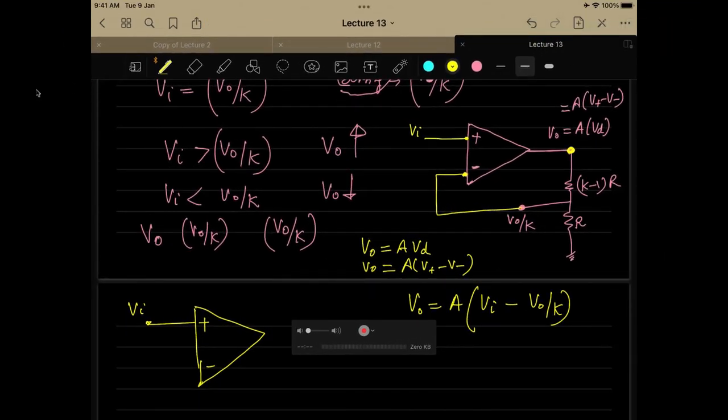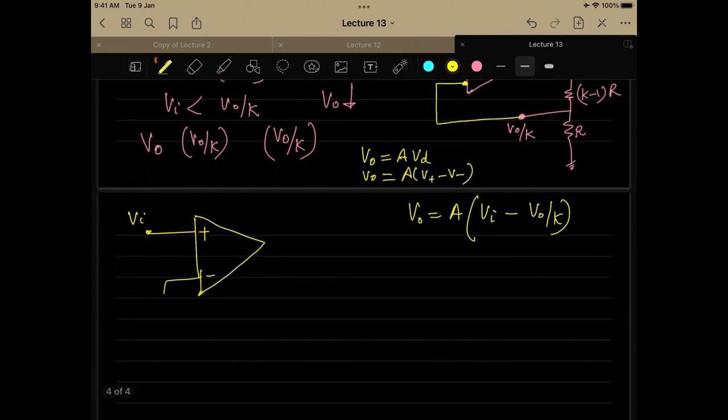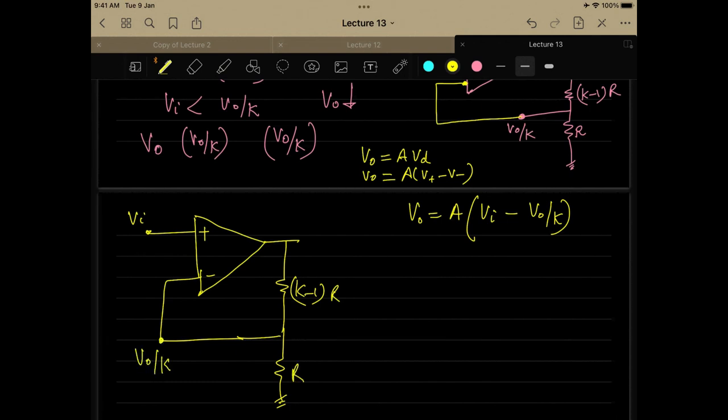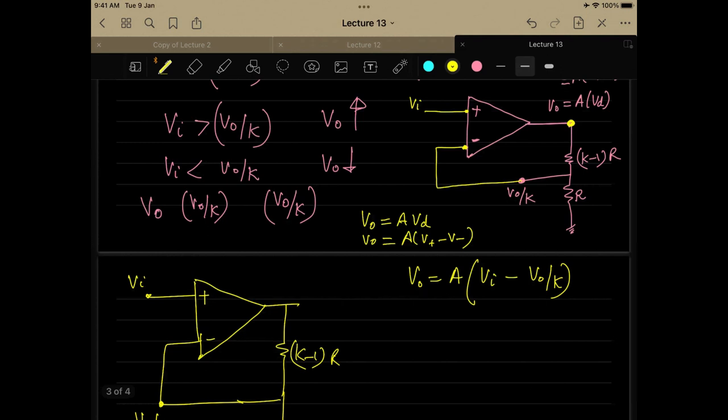So here, will you all agree that it's VI minus V0 by K? Yes, sir. Right. So if that is the case, this is K minus 1 R, this is R, this is basically V0 by K. And what we studied was, if VI is greater than V0 by K, V0 will be increased or not? If VI is greater than V0.